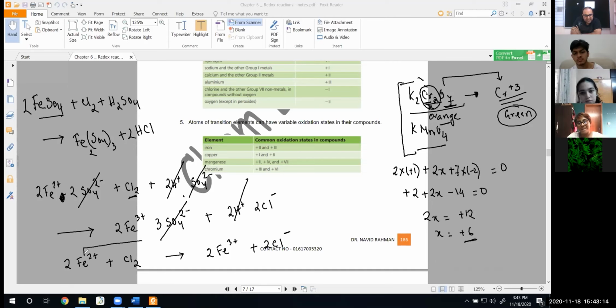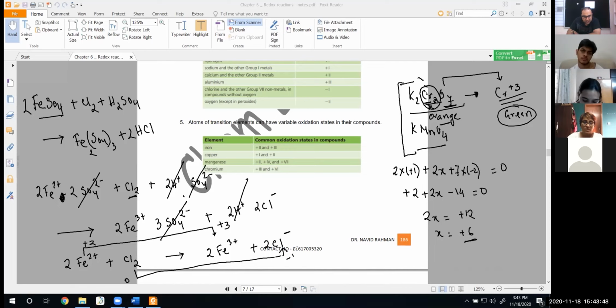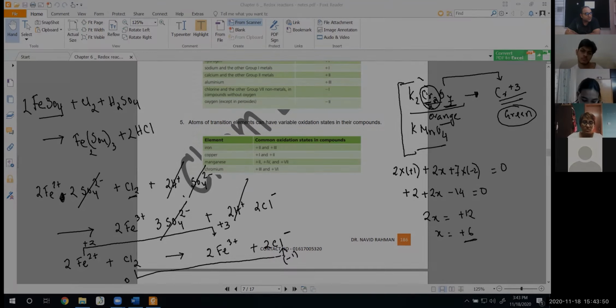So iron is changing from +2 to +3. Again, this is a transition element. Transition elements undergo variable oxidation states. Fe2+ changes into Fe3+, so this is oxidation. And Cl2 changes into 2 Cl-. Yes, sir, 0 to -1. So this is reduction. Okay.